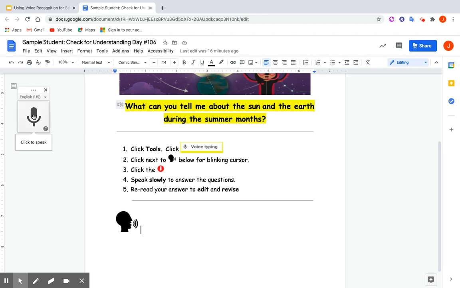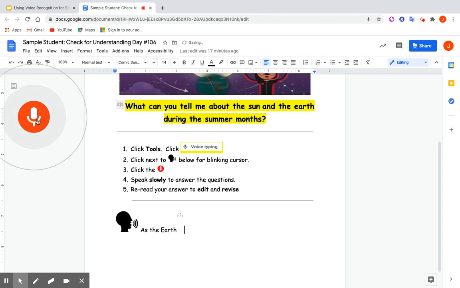Then we're going to click the microphone. And what's important here is to speak slowly to answer the questions and to encourage the students to speak in short phrases, because the microphone will pick up short phrases better than word by word. And then reread your answer to edit and revise before turning it in. So let's try it. Click to speak.